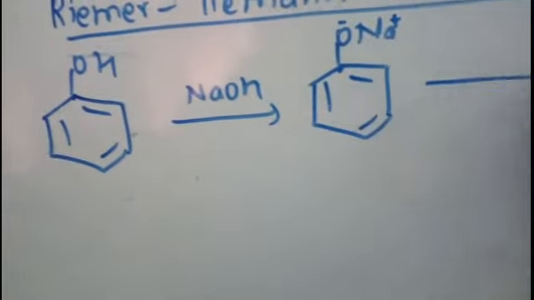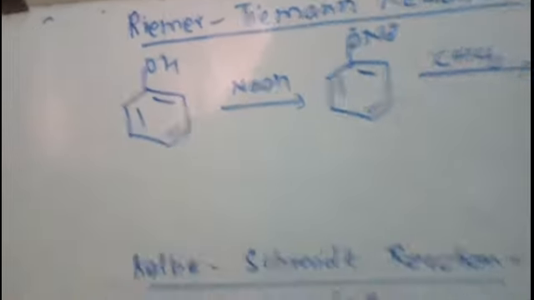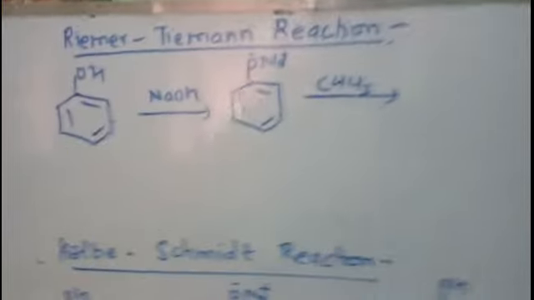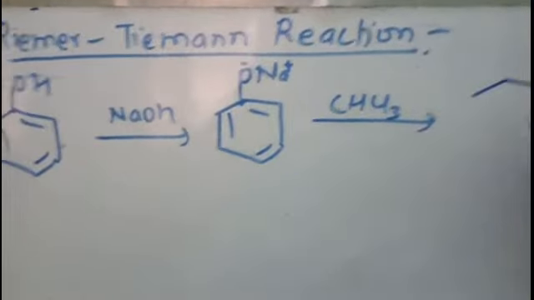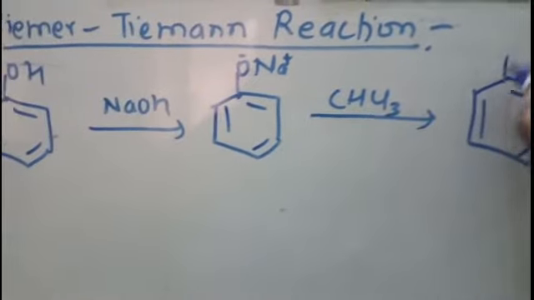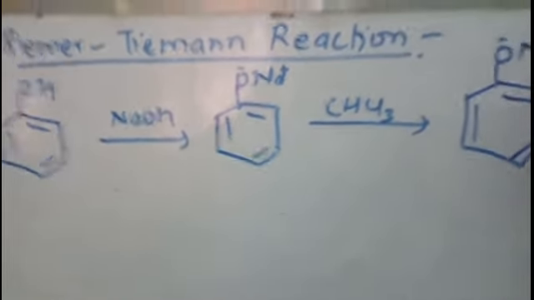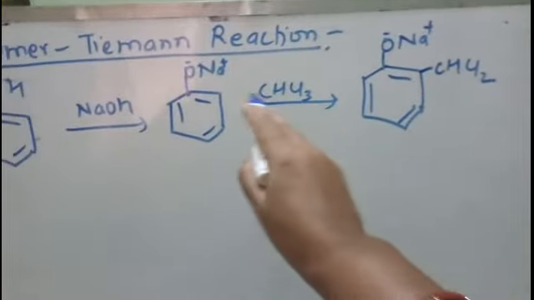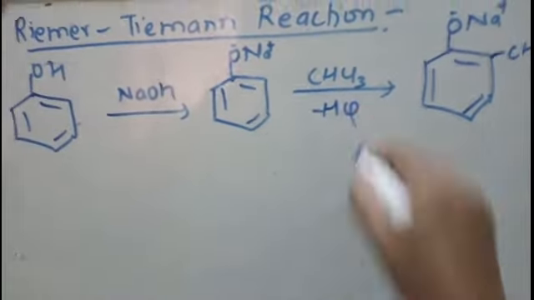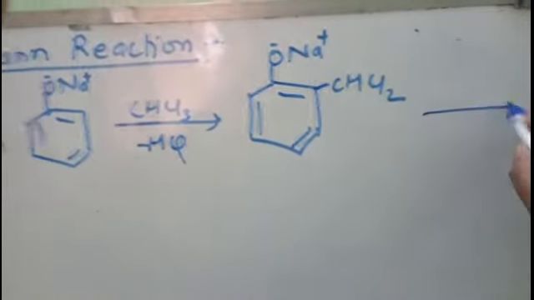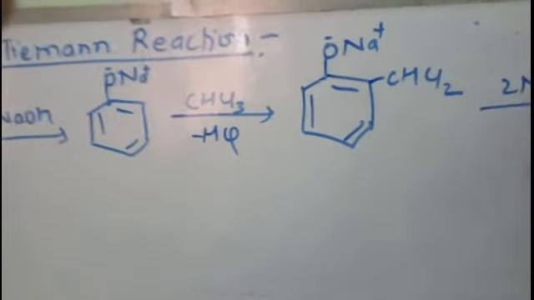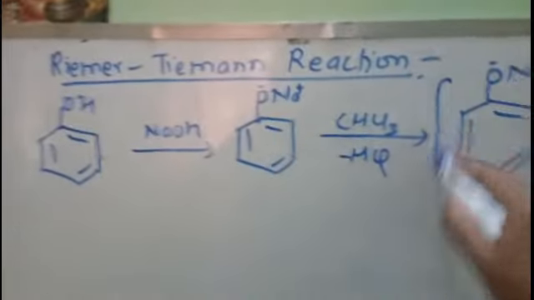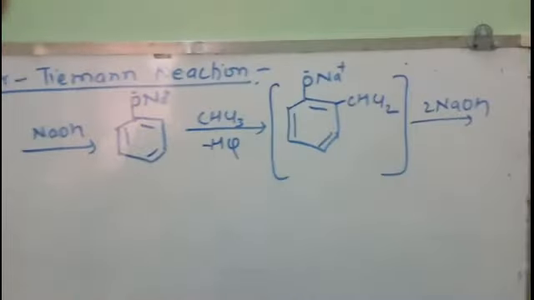Then this sodium phenoxide will be treated with chloroform, or you can also treat with carbon tetrachloride. We will study both of them one by one. So first with chloroform. When it is treated with chloroform, the ortho substitution takes place. Here ONa, and at the ortho position CHCl2 will come. One chlorine from here and one hydrogen from here will be removed in the form of HCl. Now it is further treated with sodium hydroxide. This intermediate is formed.